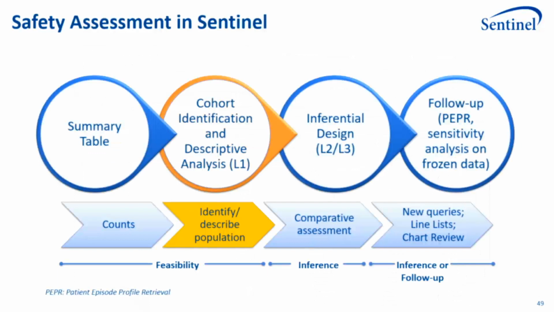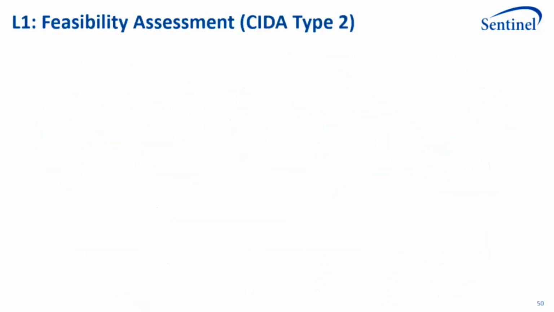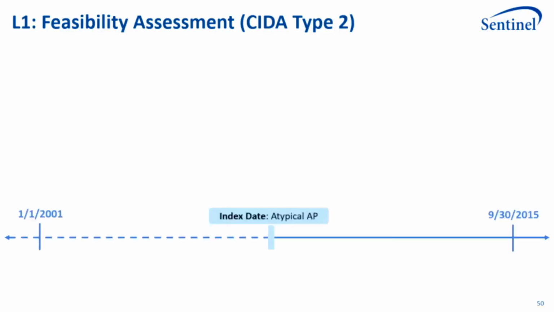So Level 1 analysis, remember that it's mostly for feasibility assessment. In our example here, we use CIDA type 2 analysis to establish new user cohorts of antipsychotics. In the design diagram, they very much resemble what Judy showed and Noel showed in the mock queries.